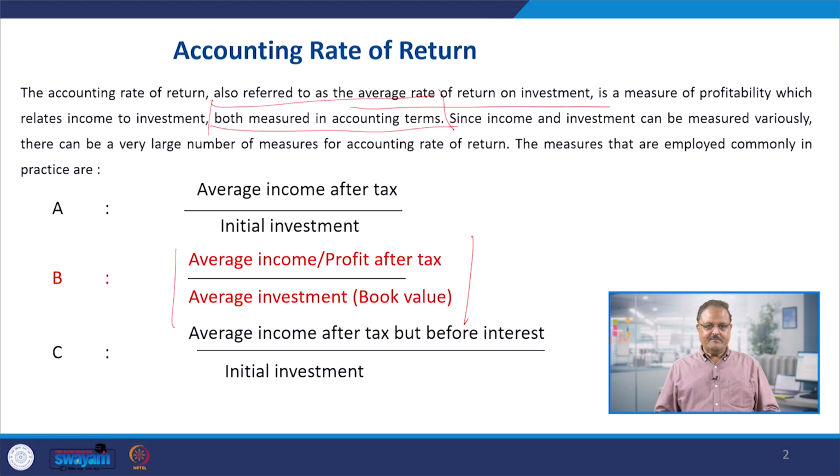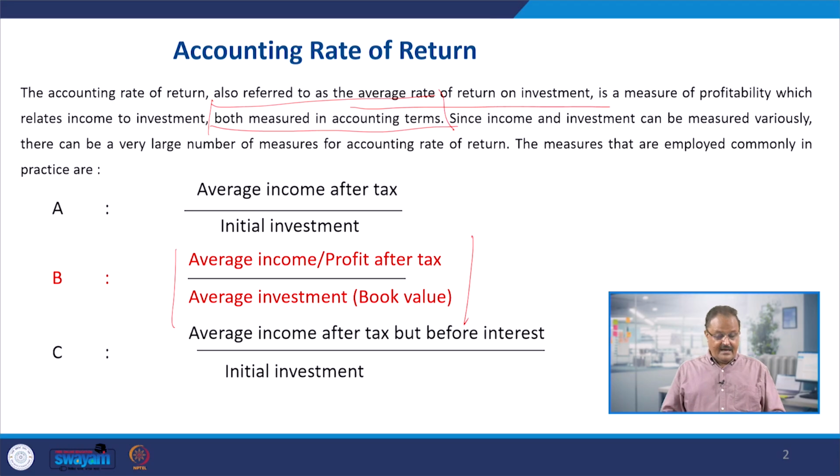Maybe it's a period of 5 years. For the period of 5 years, whatever the profit we are earning. For example, first year we earned a profit of 1000 rupees, second year we earned a profit of 1500 rupees, third year we earned a profit of 2500 rupees, and fourth year we earned a profit of 4000 rupees. So we will sum it up and calculate the average. So that will give us the average profit after tax or income after tax.